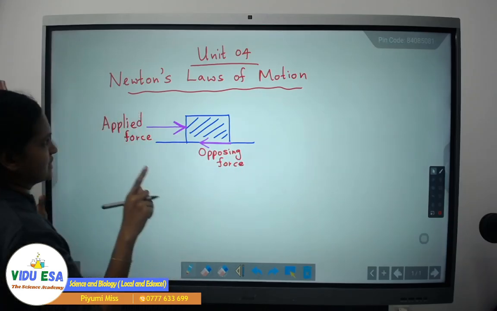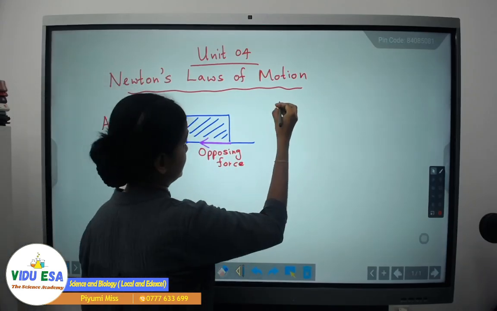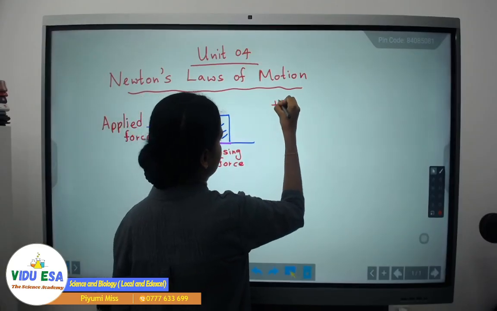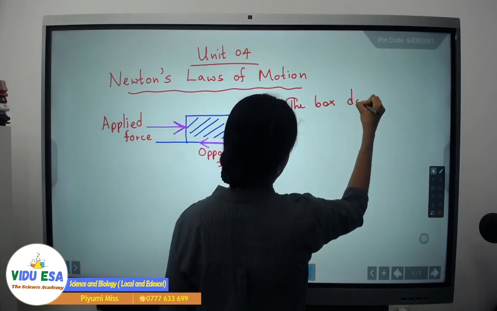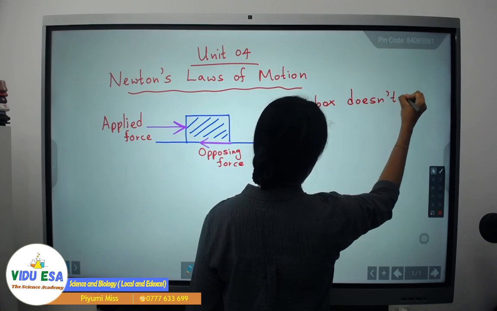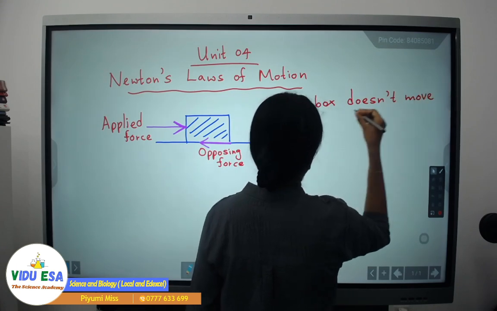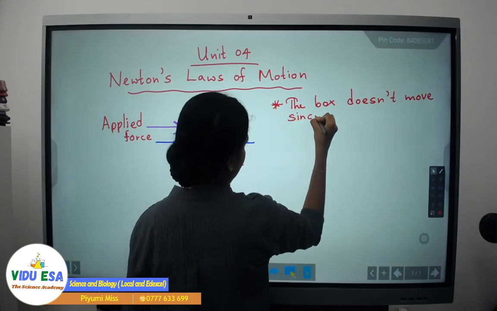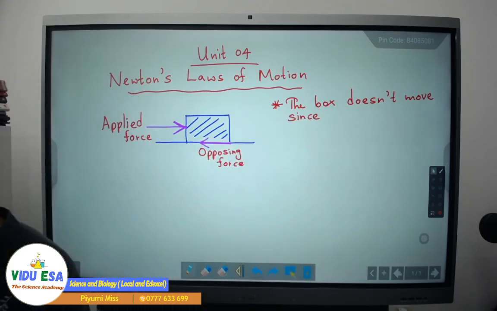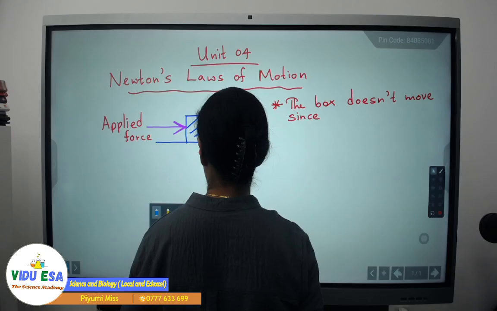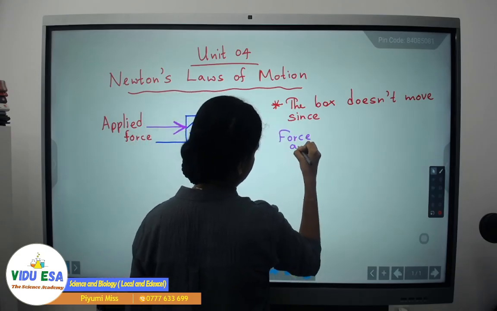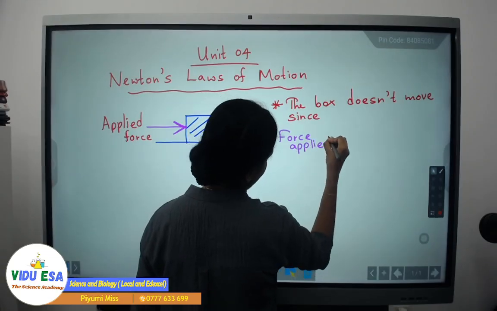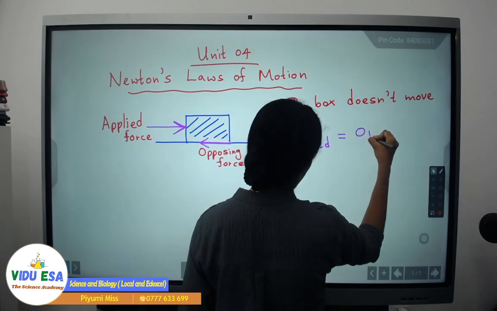So what happens? The box does not move. Why? Since the force applied is equal to the opposing force.